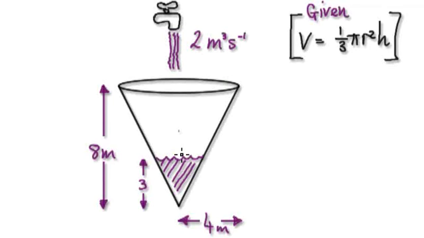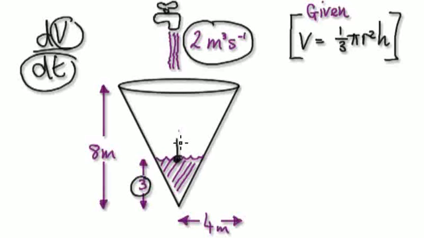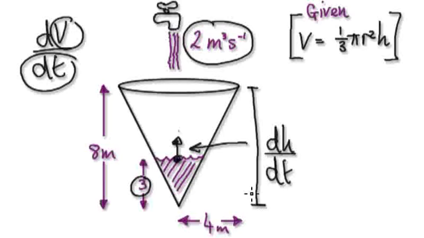Okay. The question is, how fast is it rising when it's at 3 meters high? So when the water level is at 3 meters here, how fast is it rising? What you've been given here is dV by dt, because V is the volume of water coming in per unit time. And when it is at 3 meters, how fast is it climbing vertically? So what I'm asking for is dh by dt, and you can call this h, the height. How fast is it rising vertically?